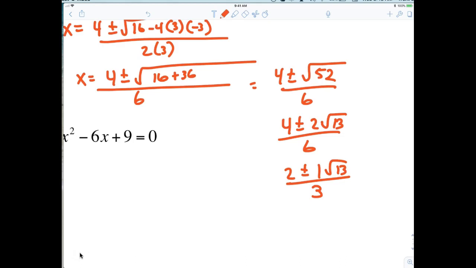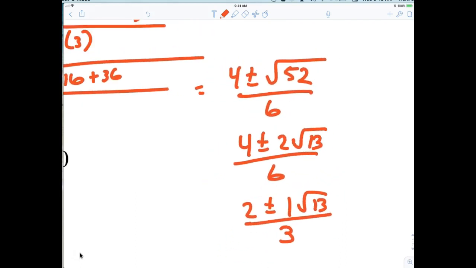What? So when you divide by 2, doesn't it turn into just 2 plus or minus 1 radical 26? No, here's your mistake. You didn't break down 52 to this yet. Oh, that's 52. Oh, yeah. 52 is 4 times 13, right?